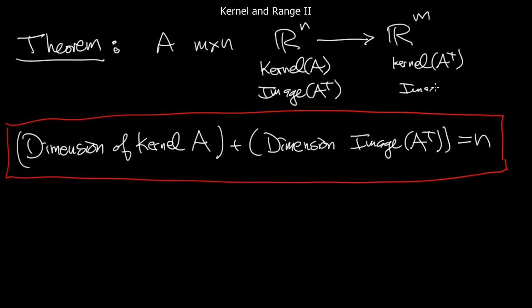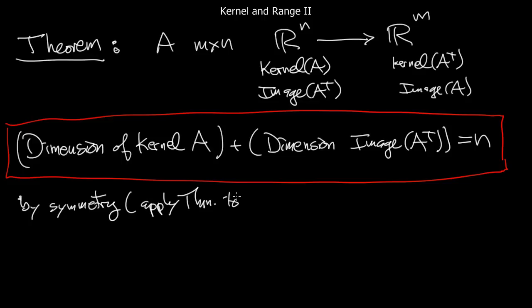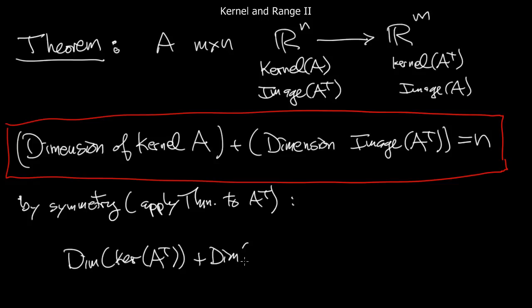And similarly, if you apply this to the transpose, by symmetry, just applying the theorem to the transpose, you get the same statement for the transpose. And it's also helpful to keep in mind that there's really just one statement here, and you're applying it twice. There's not two different facts. And this is that the dimension of the kernel of A transpose plus the dimension of the image of A transpose adds up to m, the size of this ambient space over here.